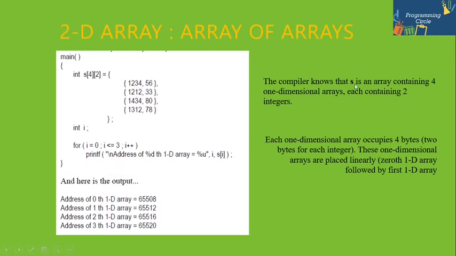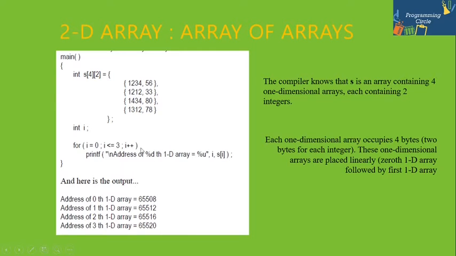So the compiler knows that S is an array containing 4 one-dimensional arrays, each containing 2 integers. Here these are all one-dimensional arrays, so the compiler will treat them as one-dimensional arrays. This is a 1D array, this is a 1D array, and so are these. Each row is a one-dimensional array containing 2 integers, like 1, 2, 3, 4 and 56, 1, 2, 1, 2 and 33.